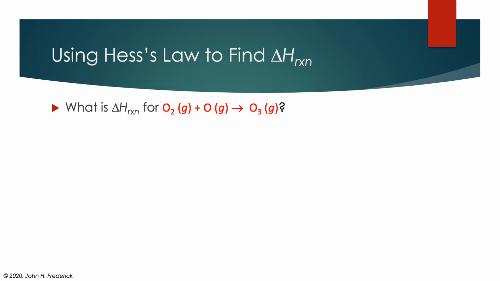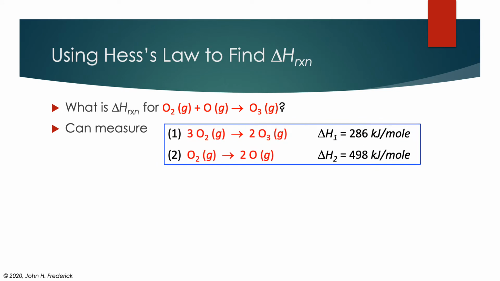Now, this is a very difficult one to measure in principle in the lab because you also have oxygen atoms colliding with one another and forming diatomic oxygen. So you've got more than one reaction occurring in the vessel at a time, and it's very difficult to control it so that only one reaction is happening. So this is a reaction that we might be interested in, but we would need to find an indirect way to determine it. So what can we measure?